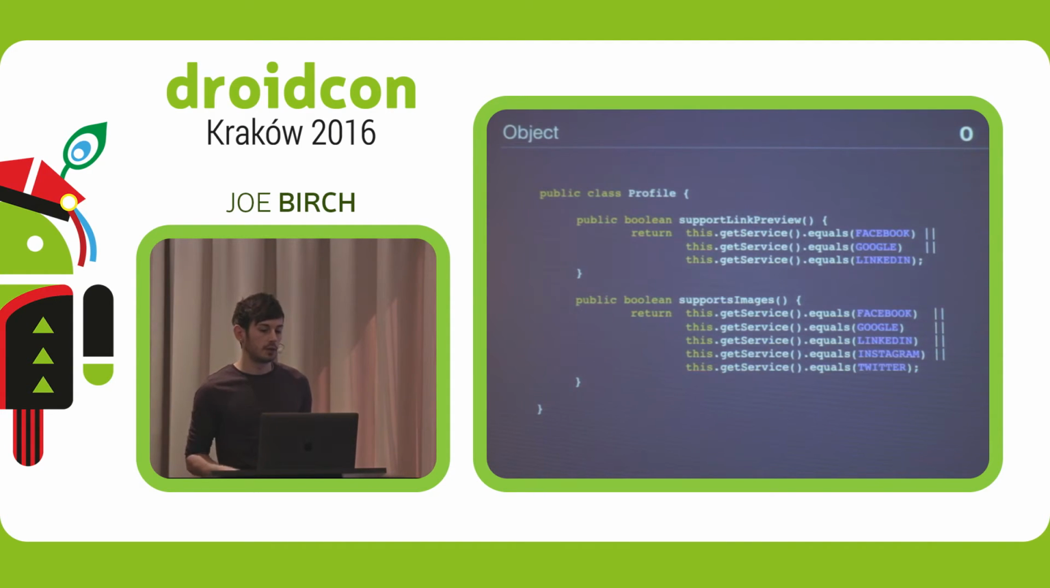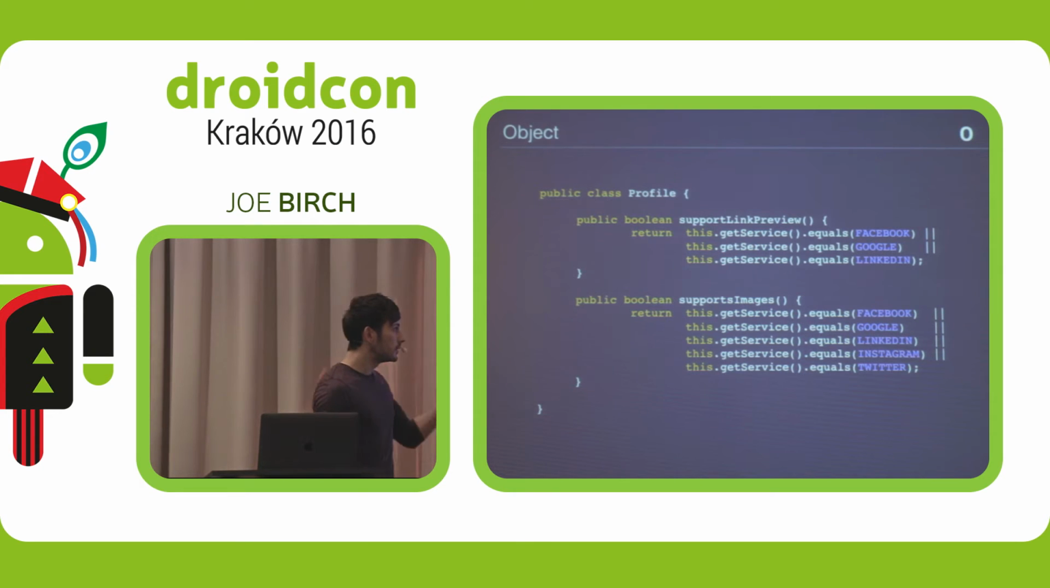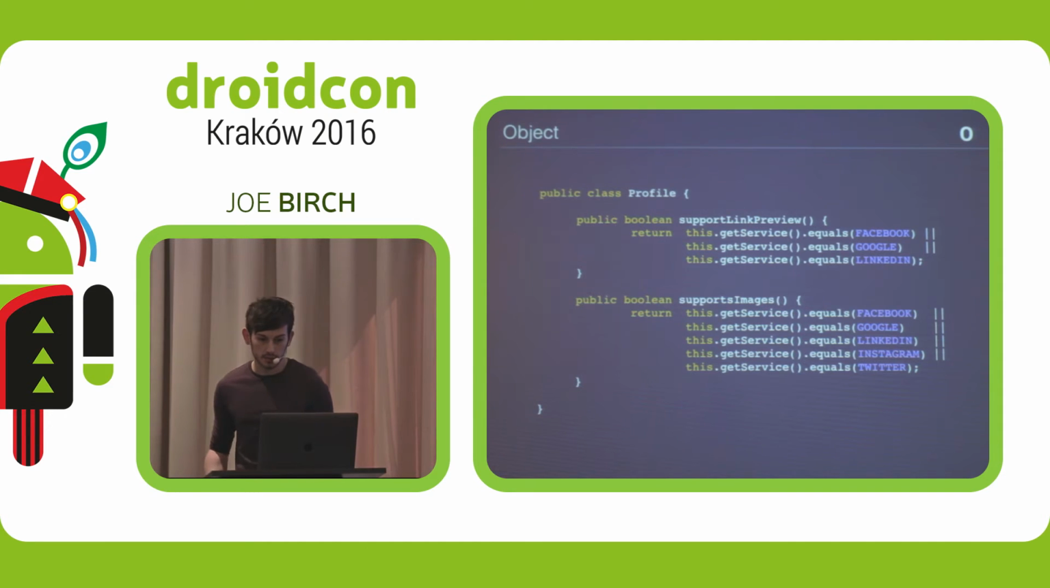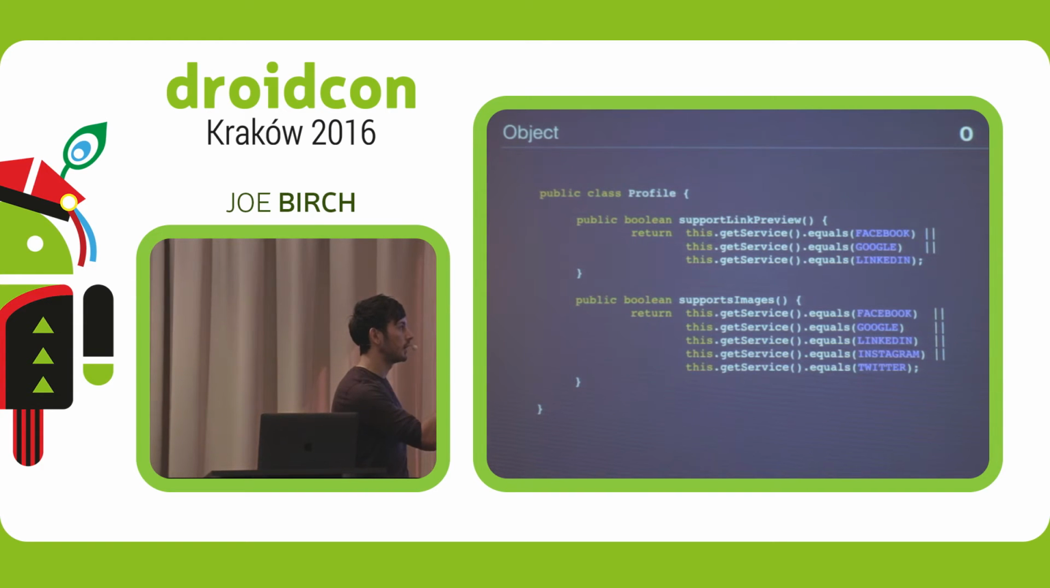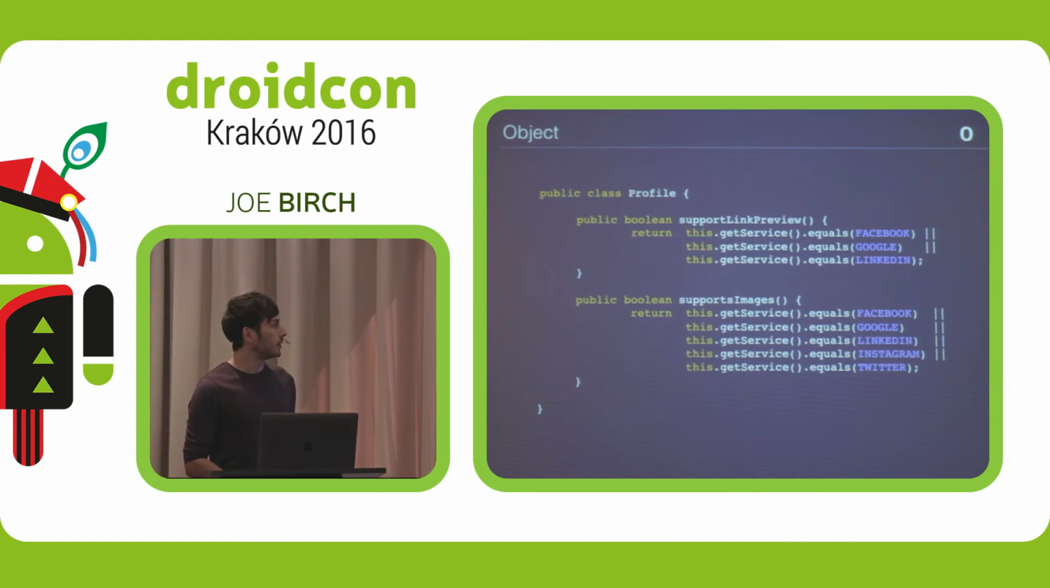If we go back to this profile example that we looked at before, I know this breaks the single responsibility rule, but just for this example, we have these methods in there saying, does it support link preview? Does it support images? And these return Boolean values. And there are these hard-coded string values that are checking whether the service was equal to certain social networks. So what happens if I want to add, say, Snapchat or another social network? I have to go through this code and add checks in every single place. And this is violating the open-closed principle.